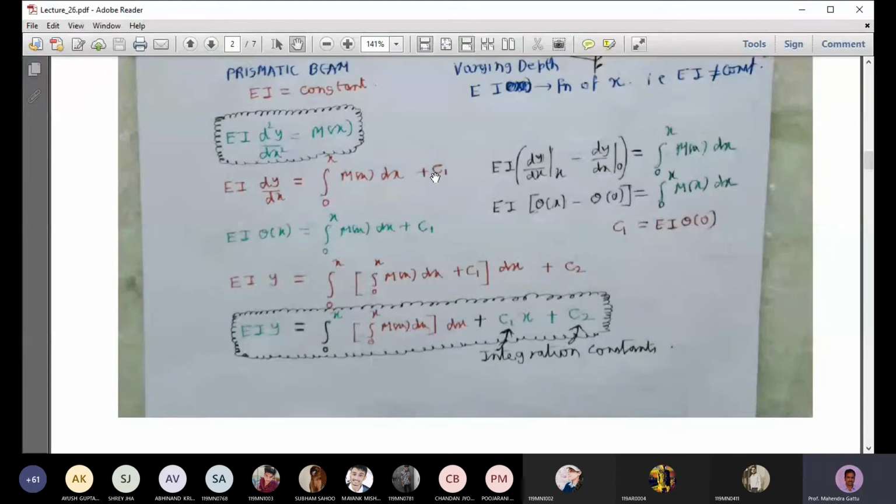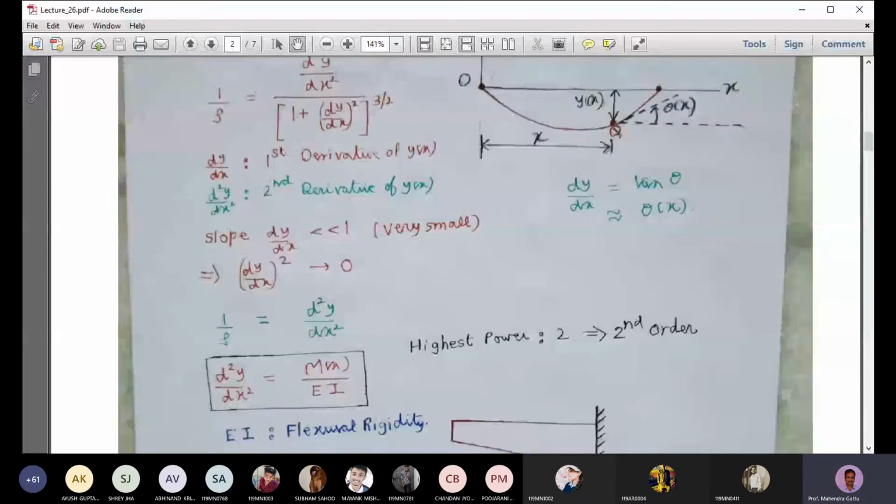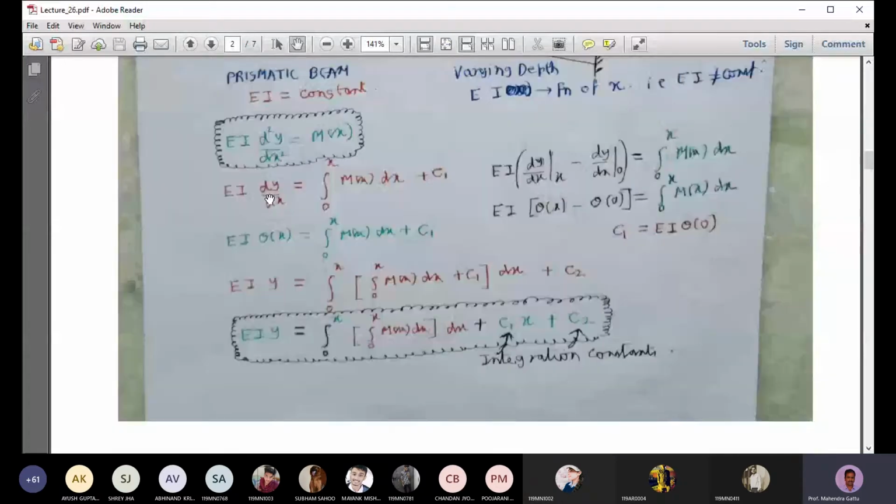This is an integration constant, and we can replace this dy by dx with theta. We have done that here. dy by dx is tan theta, and for small angles, that is when dy by dx is negligible compared to 1, we can have theta of x. So we are replacing dy by dx with theta of x. So EI theta of x is equal to integral 0 to x M of x dx plus c1.